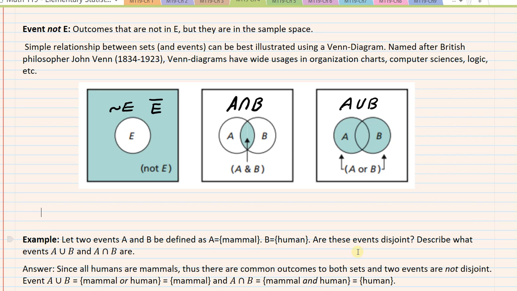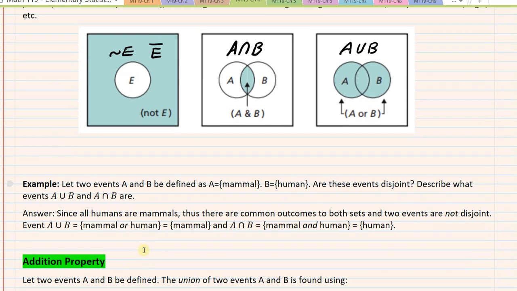They're not disjoint. And if I look at the intersection of A and B, mammals and human, the intersection of those two events is going to be human. That's the common outcome to both events. So a simple example, but I thought that would be interesting, rather than working with numbers, we just work with words in this one.